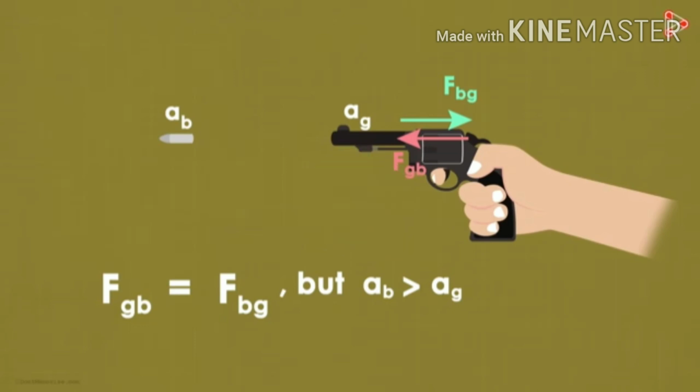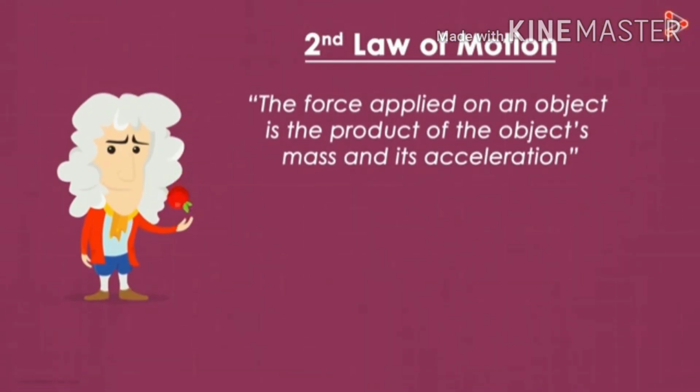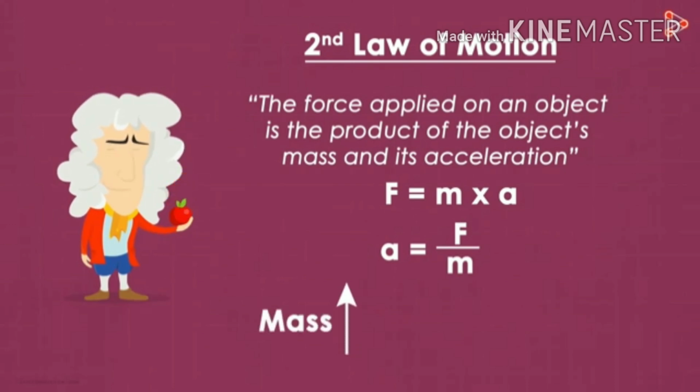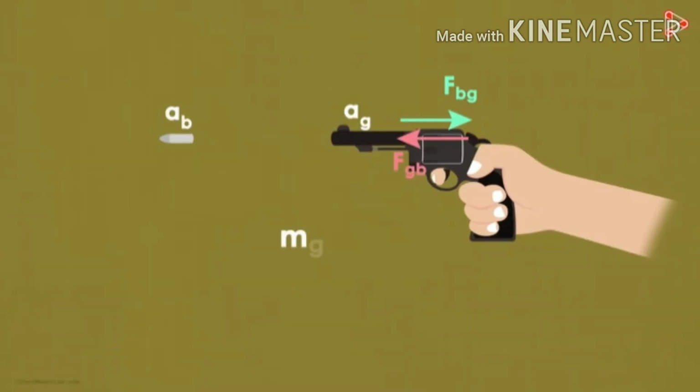Okay, so if your concept of the second law of motion was clear, you wouldn't really be surprised by this. The second law of motion says that the force is the product of the object's mass and acceleration. Or the acceleration of the object is equal to the force over its mass. What does this tell us? Yes, if the mass is more, then the acceleration will be less. In this example, the mass of the gun is much more than that of the bullet. Hence, the acceleration of the rifle is less than that of the bullet.